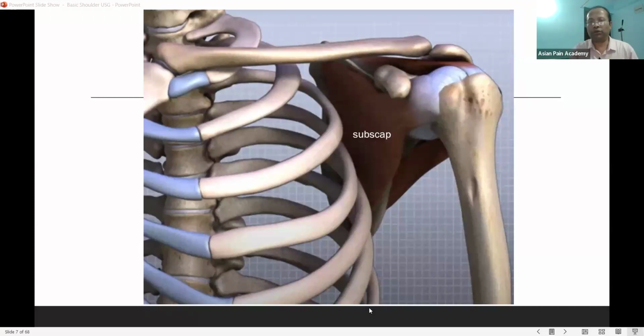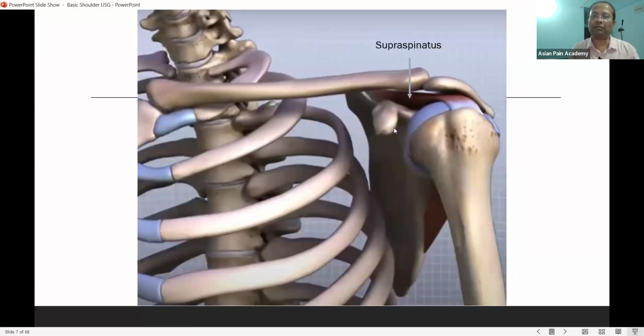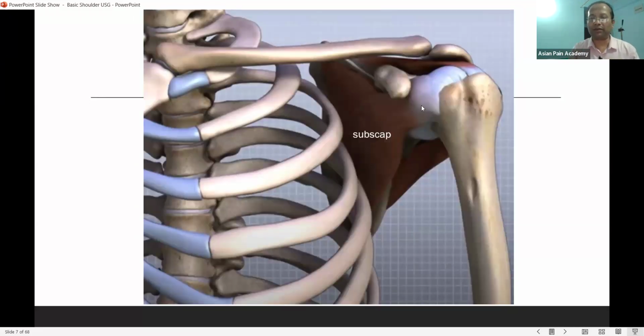So here, we were at this slide. You can see subscapularis, which is coming from the anterior side. These are rotator cuff muscles. And why the name rotator cuff? Because it is like a cuff. It is covering the whole joint. There is only a small gap in the front, but otherwise it is covering the whole joint.